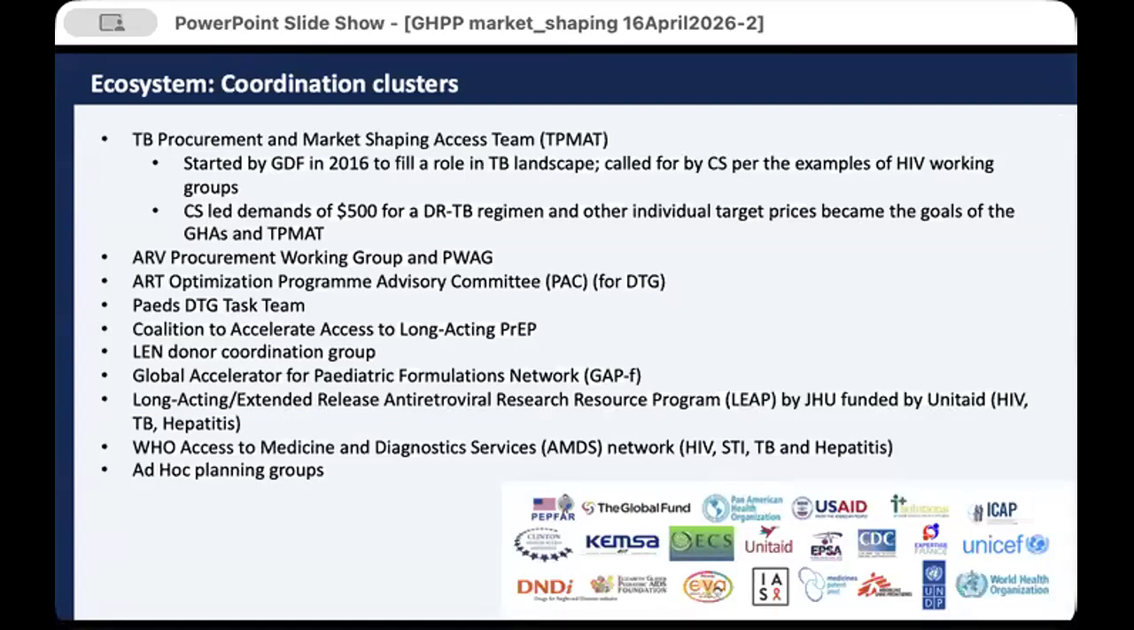In addition to the individual actors, there are many platforms for coordination. Many of these are ad hoc. Some have been in existence for a while now. I want to give the example of one that I've been involved in, which is the TB Procurement and Market Shaping Access Team. It's quite something when you have governments, global health actors, and civil society in a room coming up with target prices. So this happened for a regimen basis for drug-resistant TB, but it's also happened for individual drugs. Then the actors do various things and communicate with each other in order to try to secure that target price. There have also been joint calls of TPMAT with a supplier.